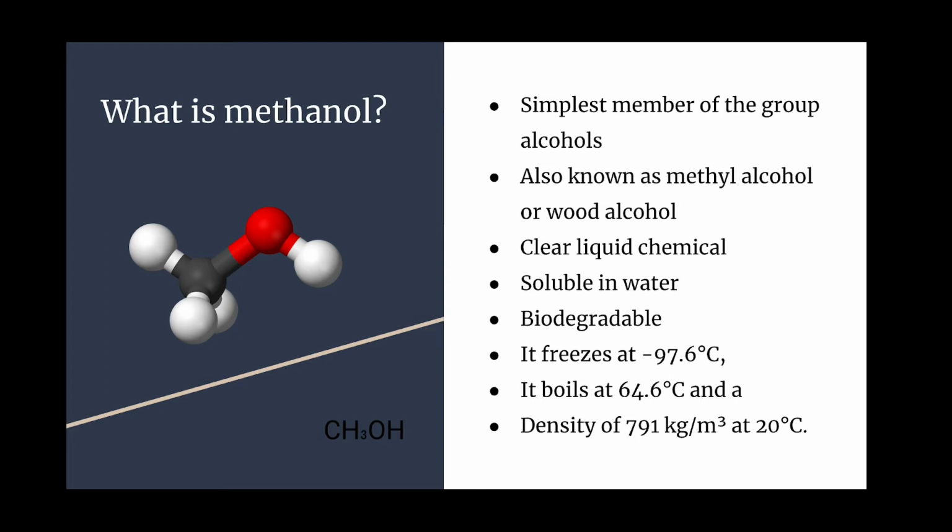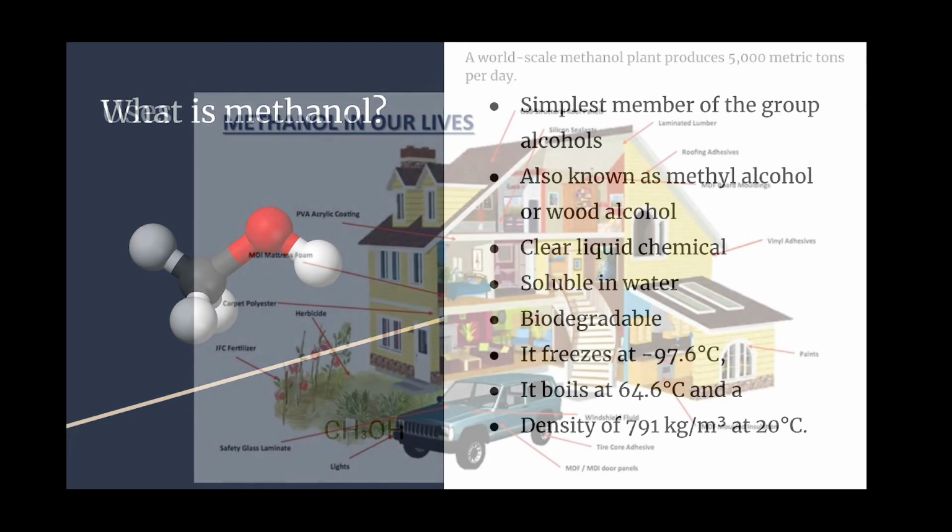The freezing point is at minus 97.6 degrees Celsius. The boiling point is at 64.6 degrees Celsius, and it has a density of 791 kilograms per cubic meter at a temperature of 20 degrees Celsius.